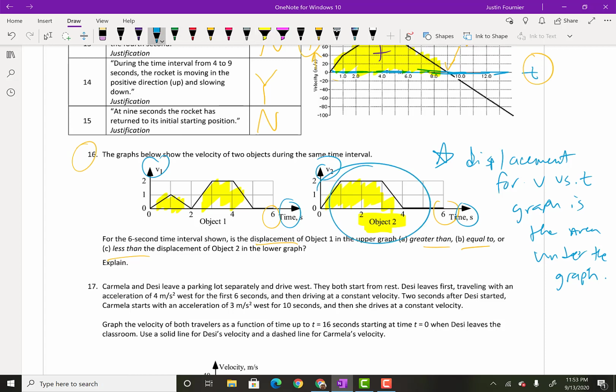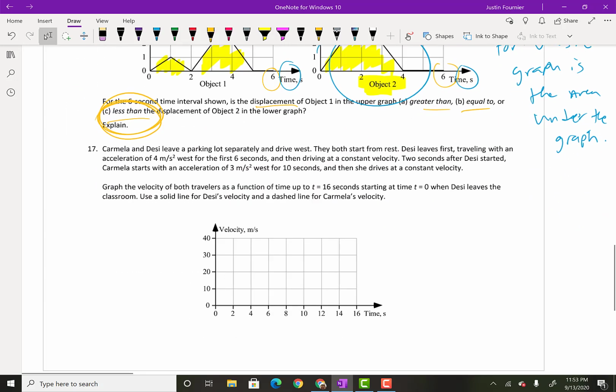So the question is, is the displacement of object 1 greater than, equal to, or less than the displacement of object 2? So this is going to be less than. And the reason why is because you would say, to get the displacement on the velocity-time graph, it's the area under the graph, and object 2's area is greater than object 1's area. There you go. That justifies it.